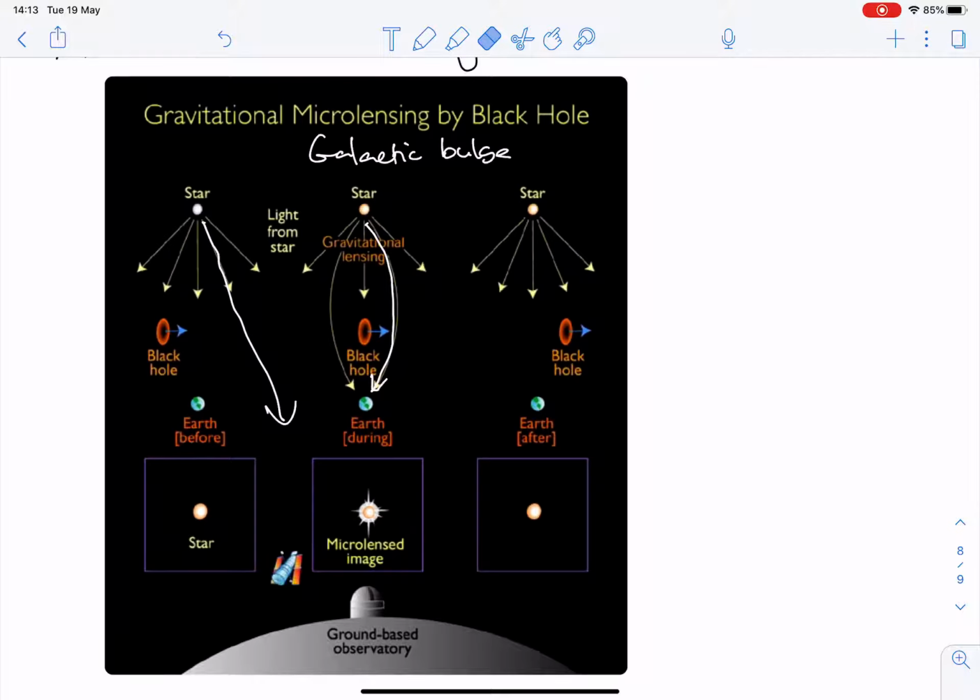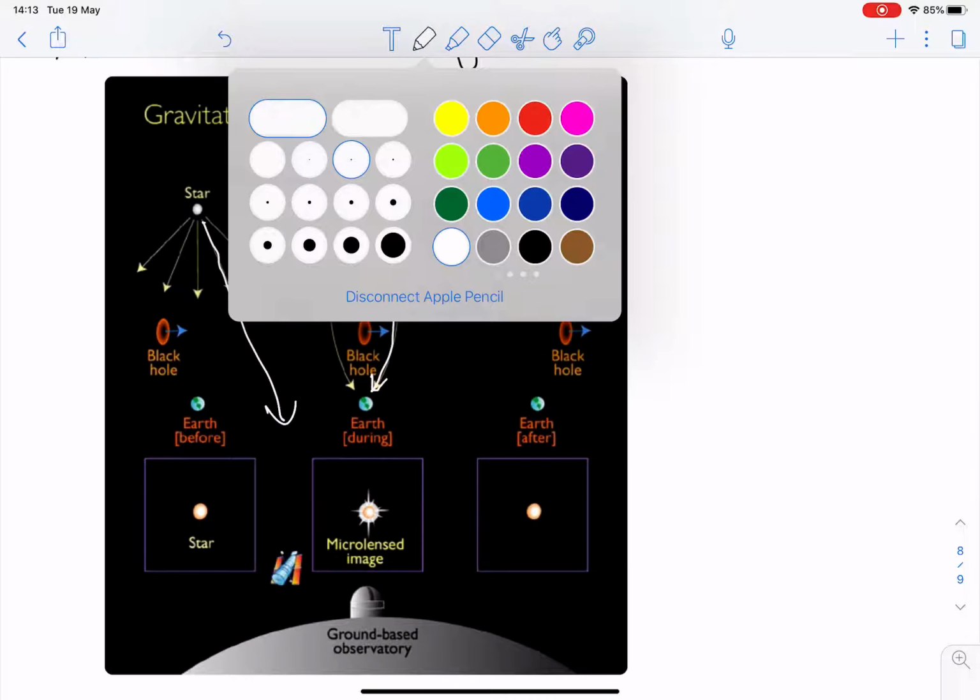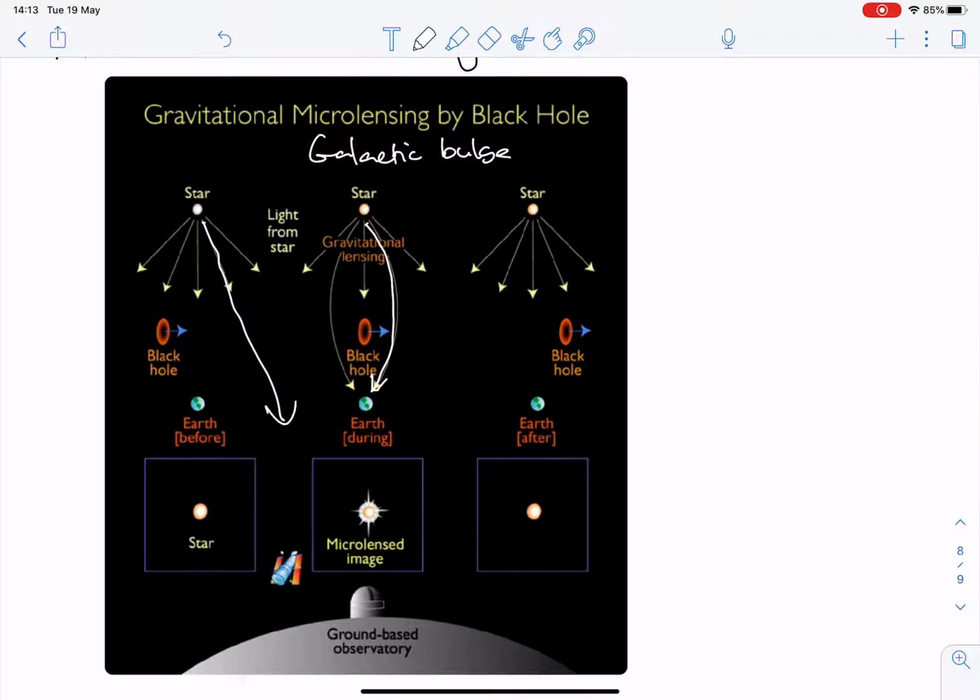And then, of course, eventually the black hole moves through because these things have some velocity. And then that star stops being magnified. So what happens is, here you have the normal amount of light. Here you have the normal amount of light. Here you have the normal amount of light. And in the interim, you have much more light because of this lensing effect.